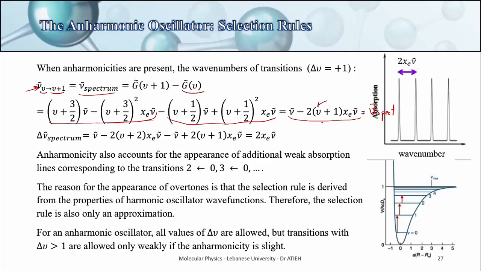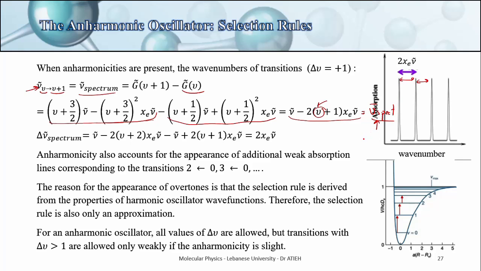Now this result means that we have not only a single peak, but we have several peaks. Why? Because we have different values of nu bar of the spectrum for each value of the quantum number nu: 0, 1, 2, etc. For each transition, from 0 to 1, from 1 to 2, from 2 to 3, from 3 to 4, etc., we have a nu bar of the spectrum different from each other. So let's see how much the distance between two consecutive peaks is.